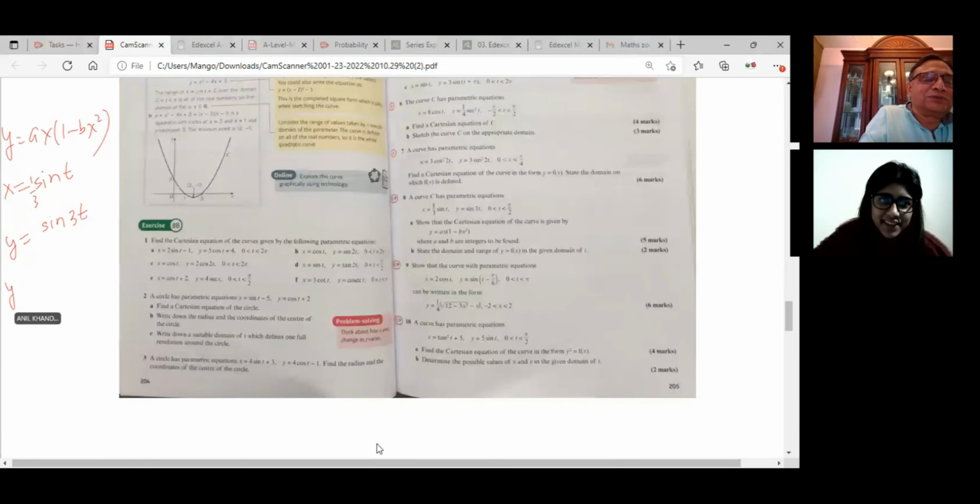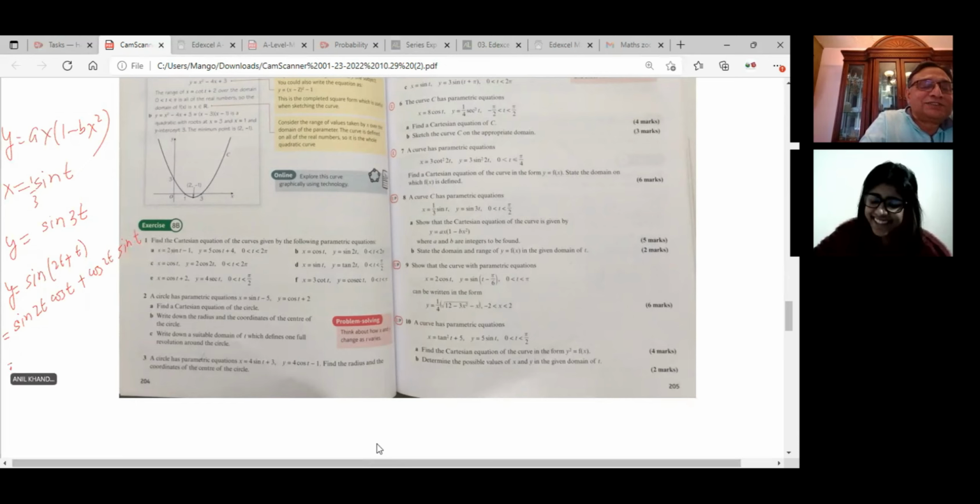So y equals sine of 2t plus t, that equals sine 2t cos t plus cos 2t sine t. This itself is a very big exercise, that's why it's 5 marks. Sine 2t is 2 sine t cos t, and with the cos t already there, I'm making it cos squared t. Plus we have cos 2t.